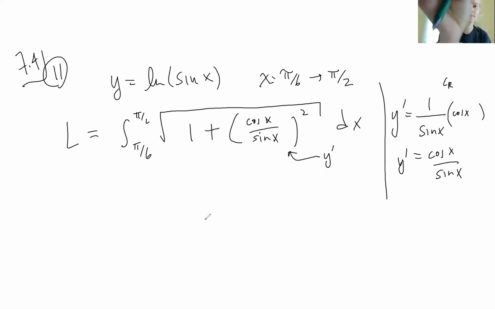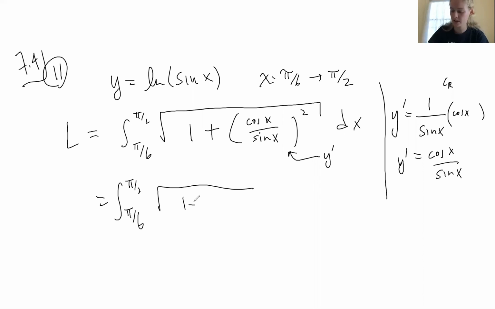Yeah, I got that. Okay. And then I changed it to cotangent squared, and then 1 plus cotangent squared is cosecant squared, and then the square root of cosecant squared. And so when I integrated, I got that from the table.